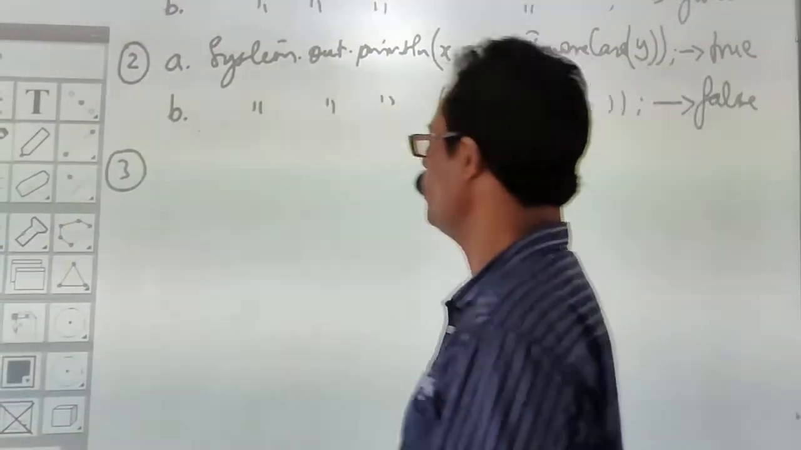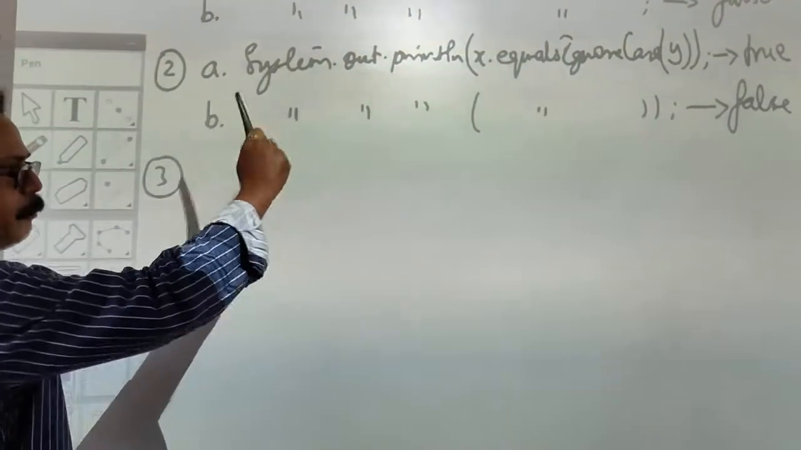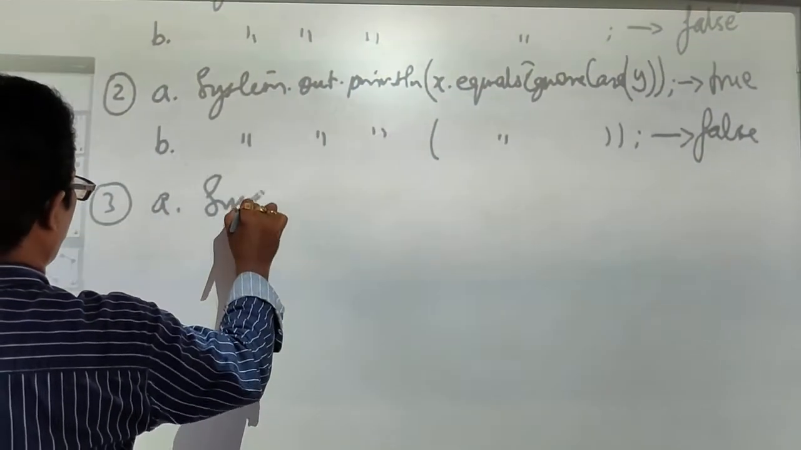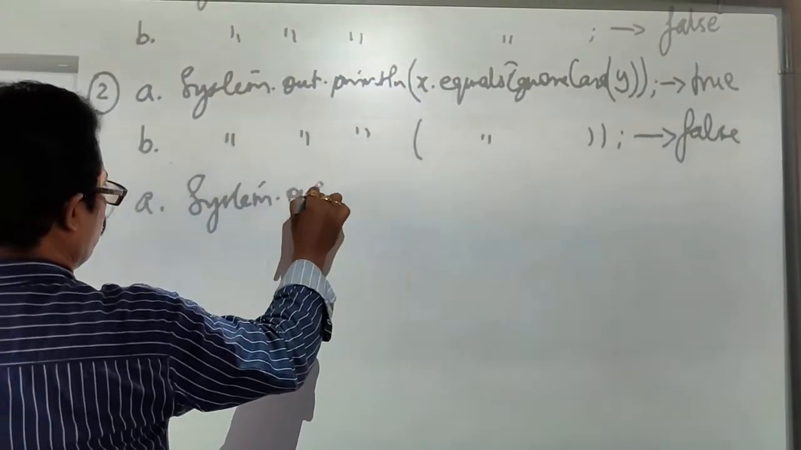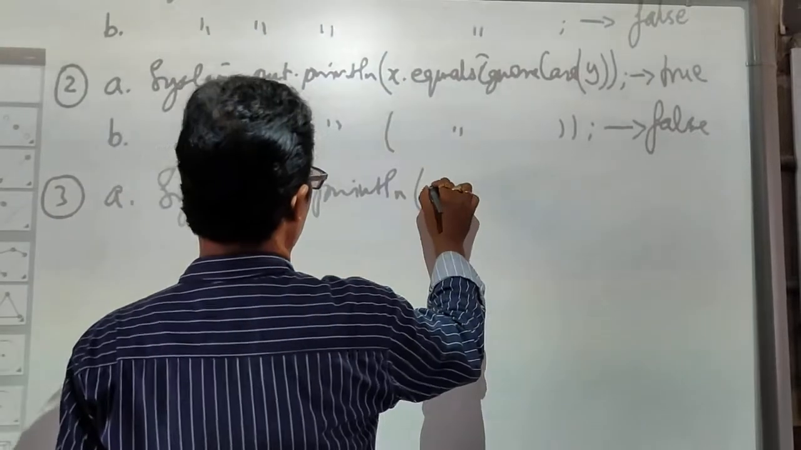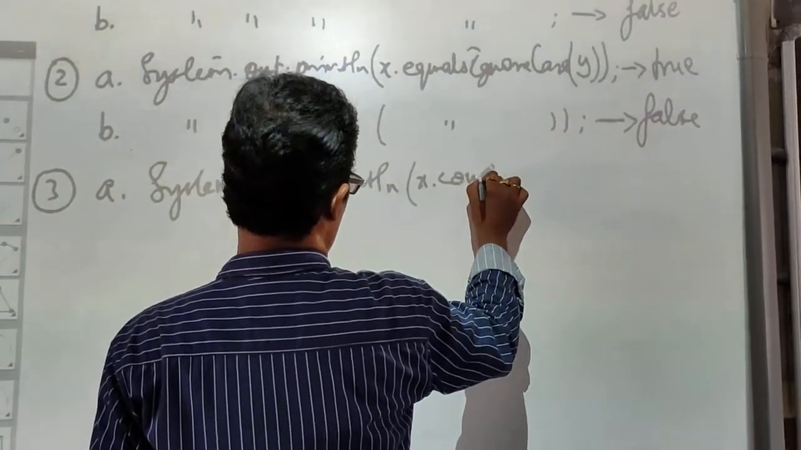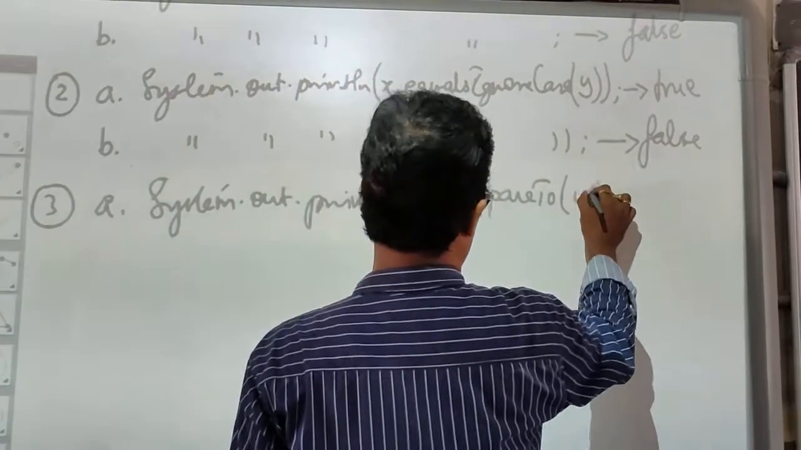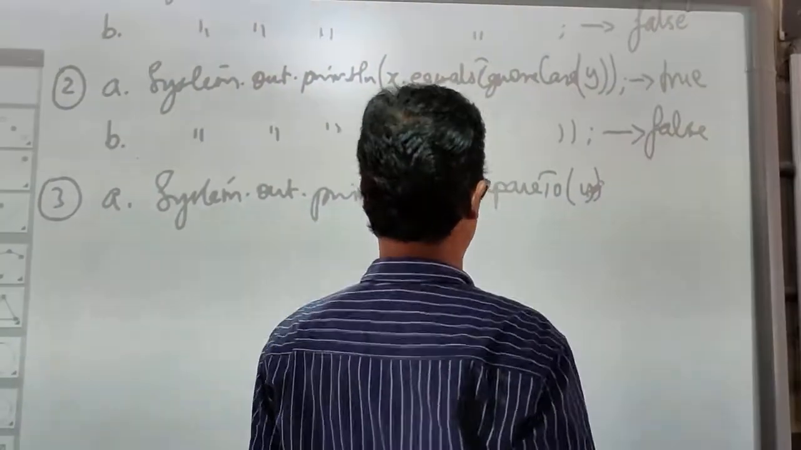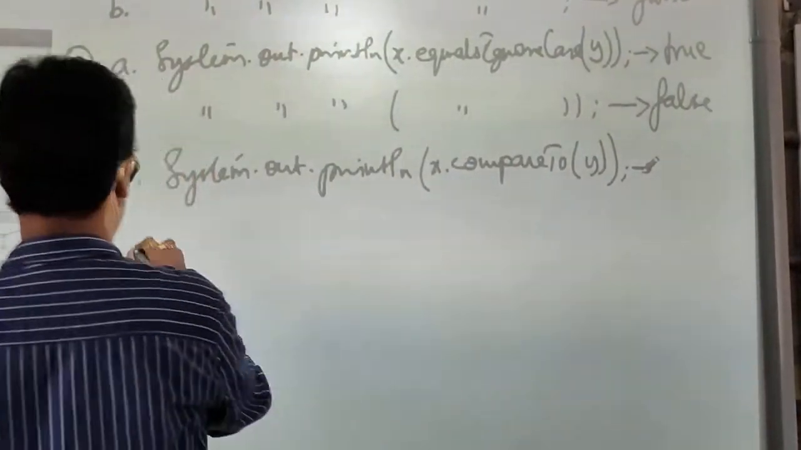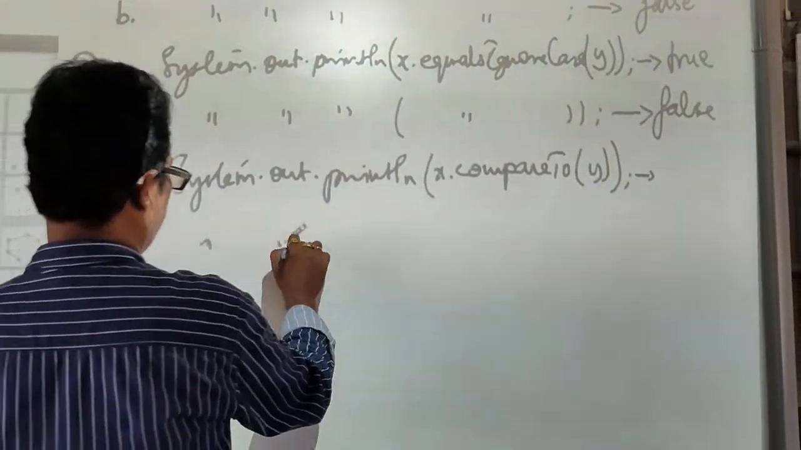So let us understand what is the result with reference to the A and B particular problem. So in case of A, when I write here System.out.println x dot compareTo y. Okay, so the moment when I write it this way, what happens? Then in case of B also the same thing.